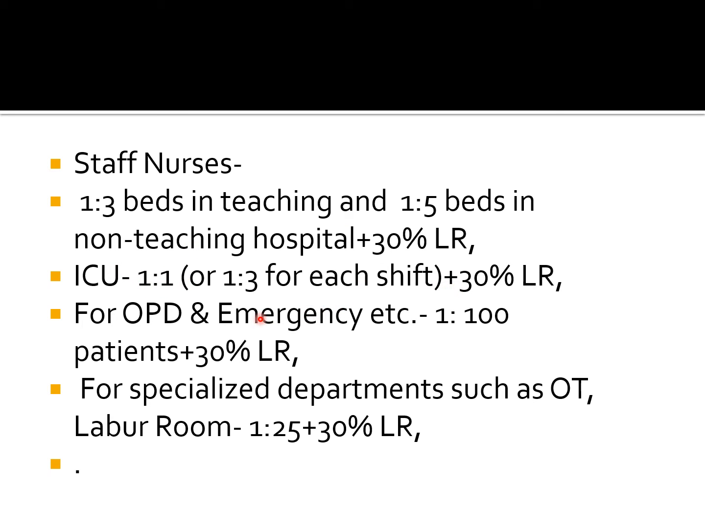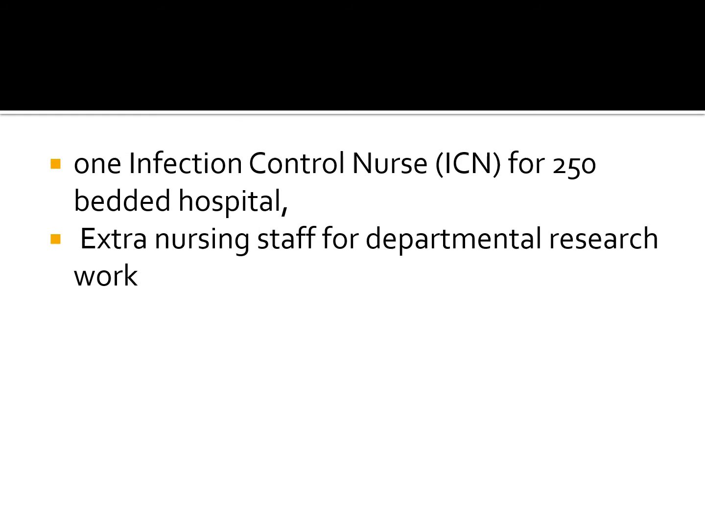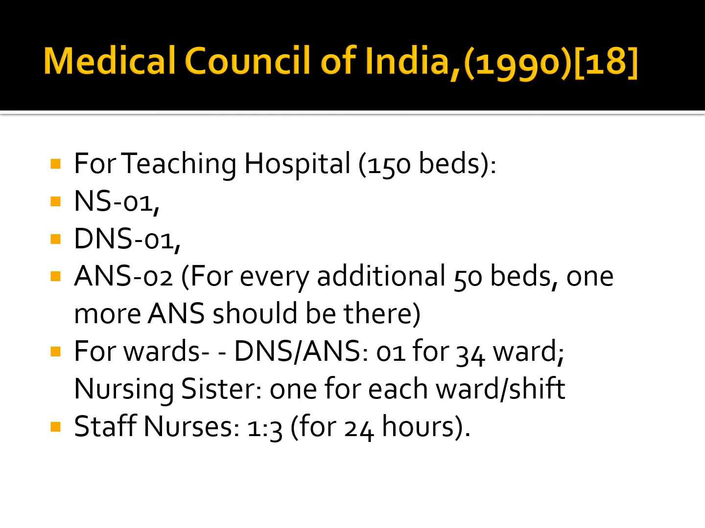For OPD and emergency, 1 is to 100. For specialized departments like OT, labor room, 1 is to 25. In all the departments, there must be 30% leave reserve to provide adequate supply. Then 1 infection control nurse for 250 bed. There must be extra nursing staff for conducting departmental research work. This is about recommendation by INC.